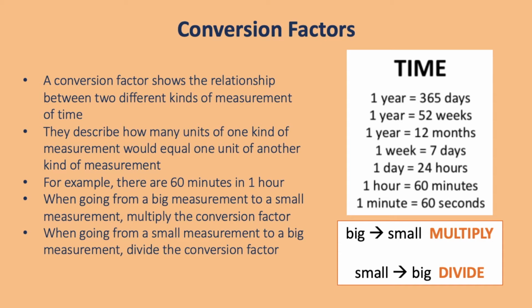When you're going from a big measurement to a small measurement, like from a day to an hour, days are longer than hours, so you would multiply by the conversion factor. And when you're going from a small measurement to a big measurement, you will divide by the conversion factor. So if you're figuring out how many minutes is 30 seconds, you're going from a small measurement to a big measurement, so you divide 30 by 60, which is the conversion factor between minutes and seconds, and that will give you that 30 seconds is half of a minute.